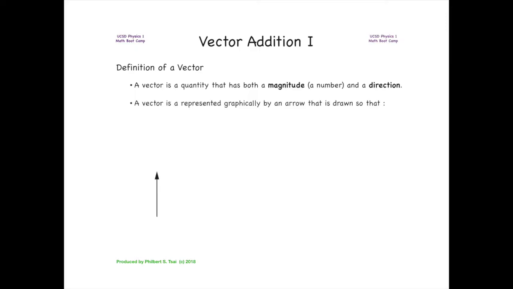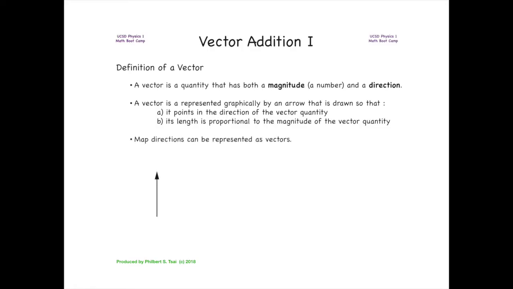It can be represented graphically by an arrow that is drawn so that it points in the direction of the vector quantity and has a length that's proportional to the magnitude of that vector quantity. For example, map directions are commonly represented as vectors. The direction 10 meters north would be represented by an upward pointing arrow, while the direction 10 meters to the east would be represented by an arrow pointing to the right that has the same length as the arrow pointing upwards for 10 meters north.